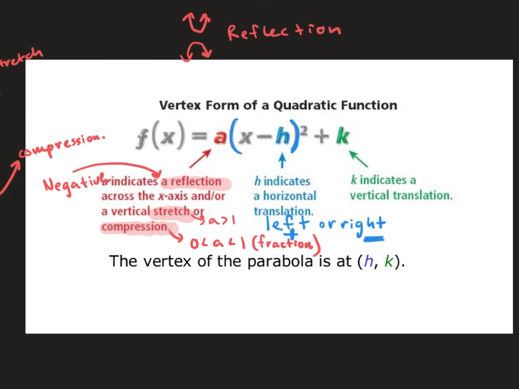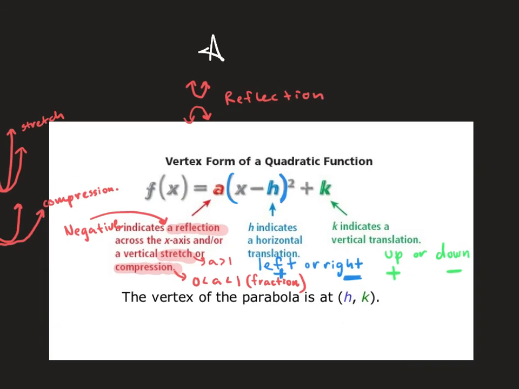And then K tells us if we move up or down. If it's positive, we move up. If it's negative, we move down. So again, this page is super helpful, especially for what we're doing today. We're going to get into some examples, and this page, if you screenshot it, split screen to have it next to you for these examples, super helpful.